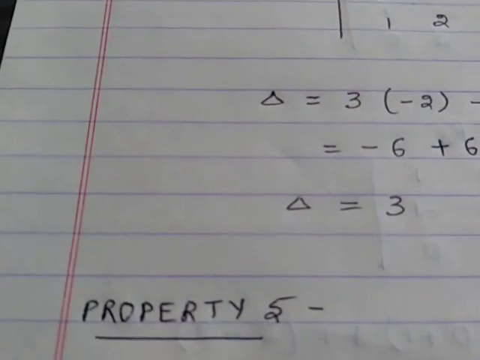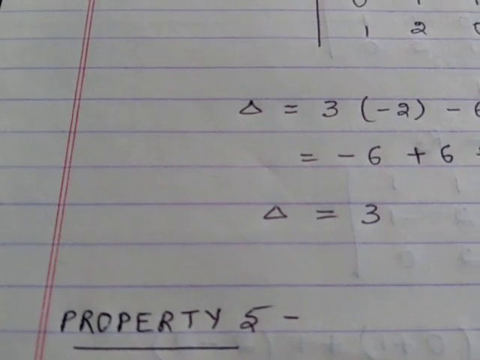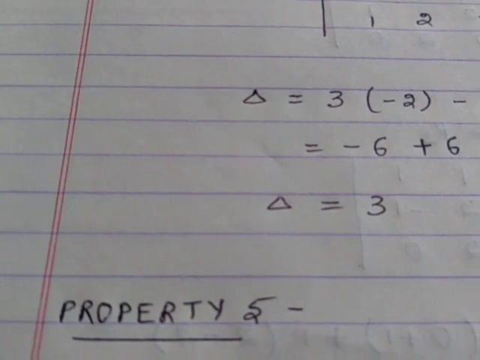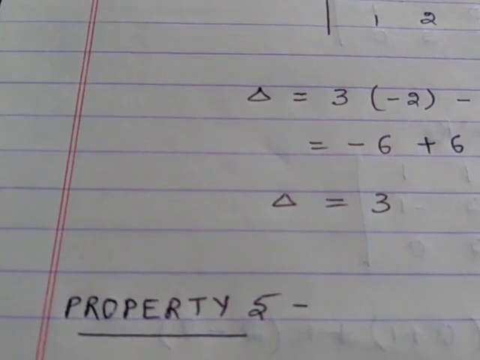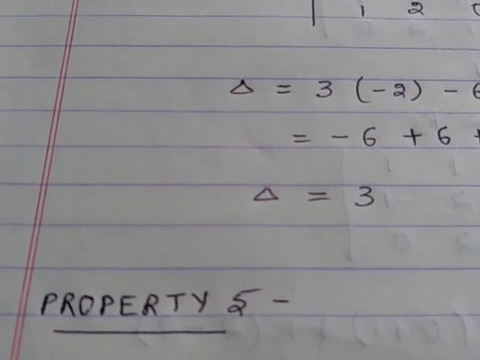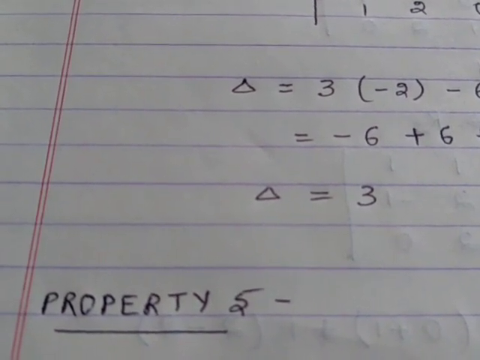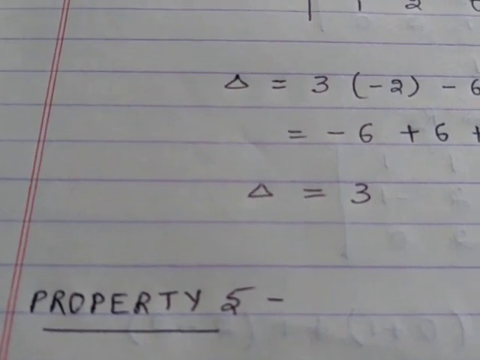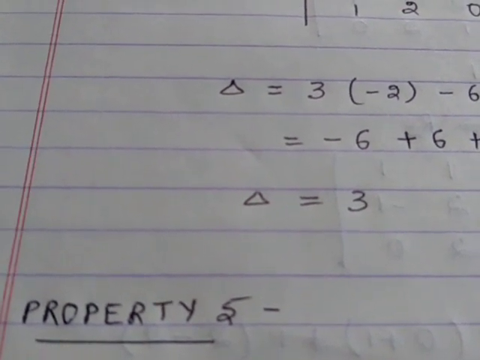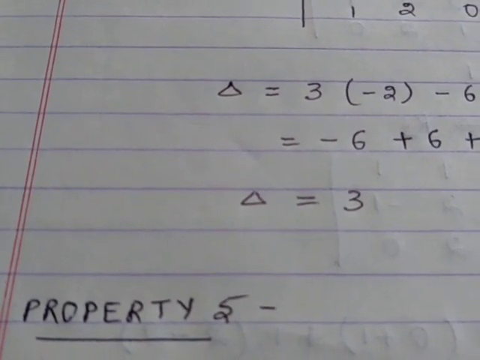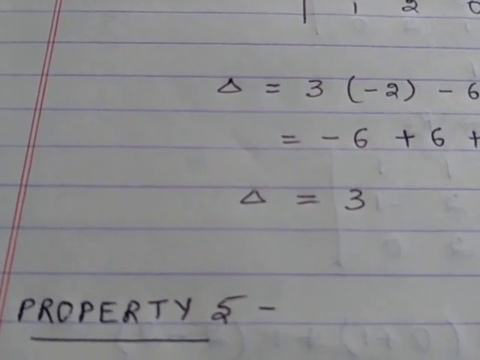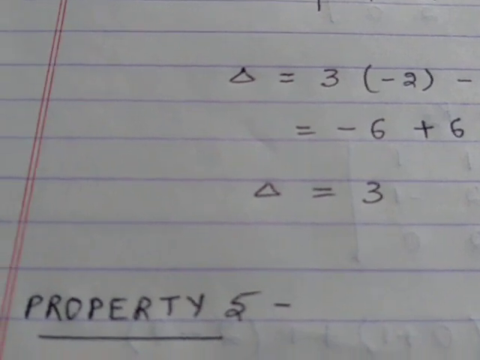Now come to property number 5, which is on page number 113. It states that if some or all elements of a row or column of a determinant are expressed as sum of two or more terms, then the determinant can be expressed as sum of two or more determinants.